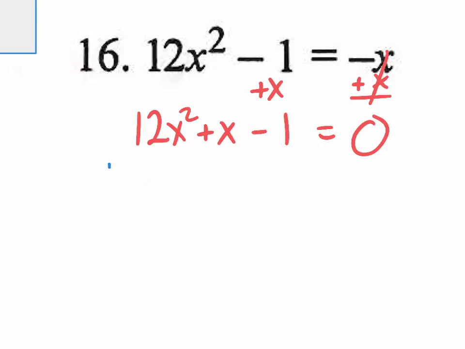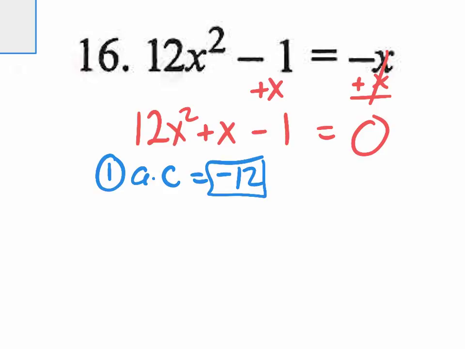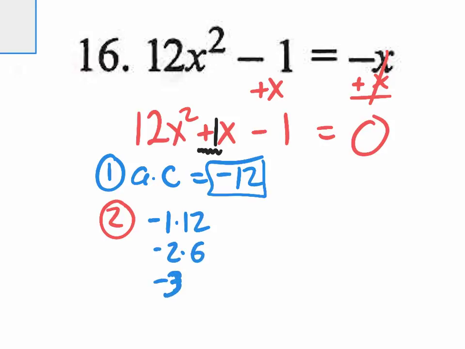And once again, we go through the steps. Step 1, a times c. That will be negative 12. Step 2, think of the multiples of negative 12 that combine together to give you the middle value, which in this case is positive 1. So let's make a list. We have negative 1 times 12, negative 2 times 6, negative 3 times 4. Now, if we do combine the negative 3 and the 4, we really do get that b value of 1. So that's the correct pair of numbers that we want.